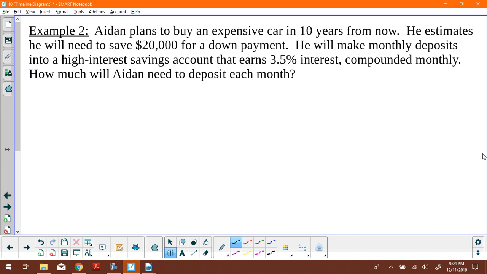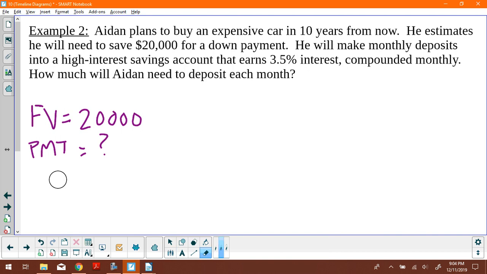So you've got a goal of $20,000. How much are you going to have to put in every month to make this happen? So we'll write out our variables. Our future value, well, that's our target, so that's $20,000. Our payments is what we're looking for. Our interest rate is going to be 0.035, and it's monthly again, so we're going to divide that by 12.